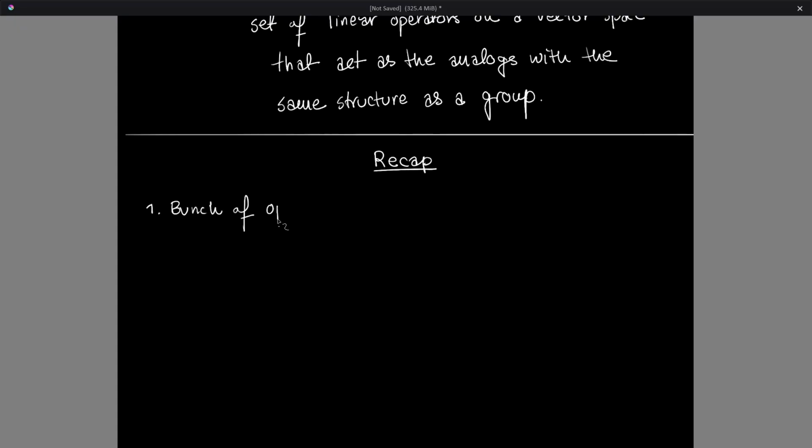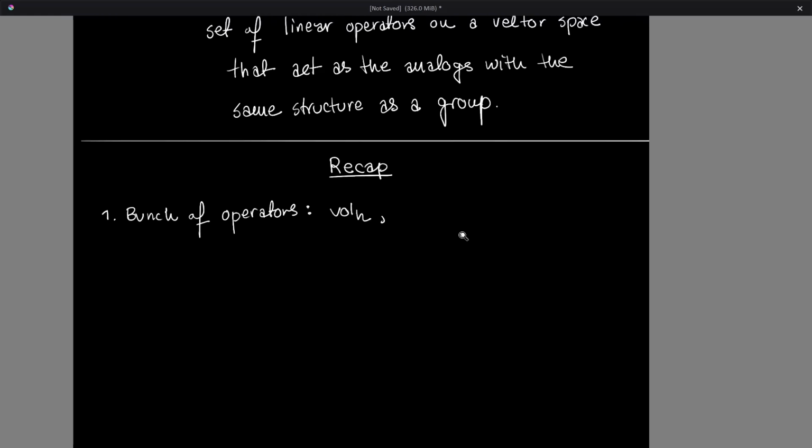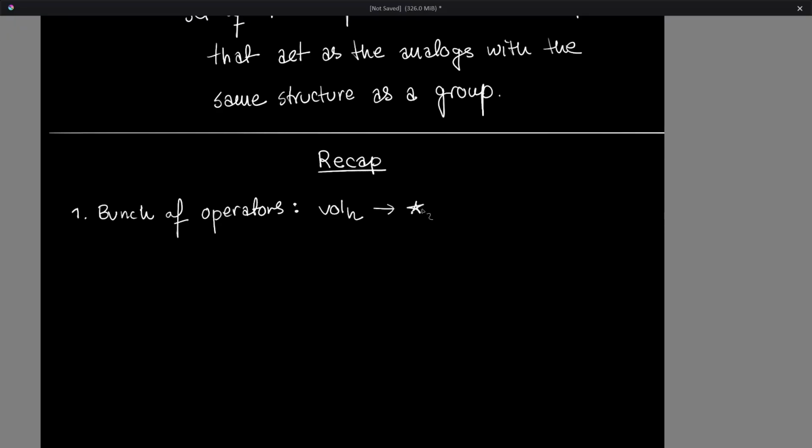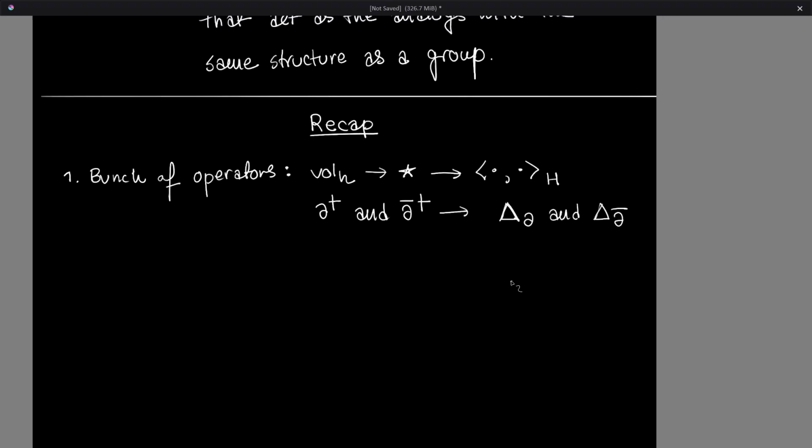Bunch of operators, first we defined the volume form, right? Vol_g or Vol_h. Let's focus on the complex part. So we defined that. That allowed us to define the complex Hodge star operator, which allowed us to define the complex Hodge inner product. And then from that, we defined the adjoint operators ∂† and ∂-bar†. And that allowed us to define Δ_∂ and Δ_∂-bar, the Laplacians, the Dolbeault Laplacian and the conjugate Dolbeault Laplacian, or the ∂ Laplacian and the ∂-bar Laplacian.